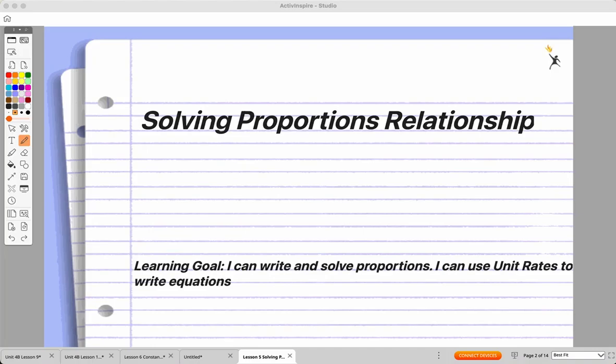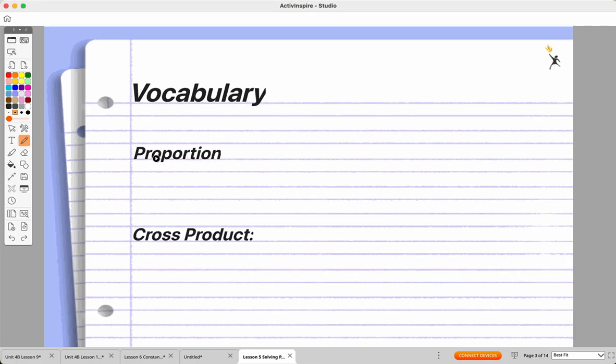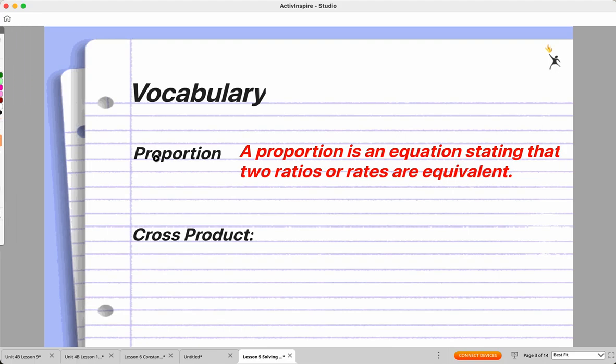Guys, let's talk about solving proportional relationships. So our goal is that I can write and solve a proportion and I can also use a unit rate to write and solve these proportions. So a proportion is simply an equation that states that two ratios or rates are equivalent.